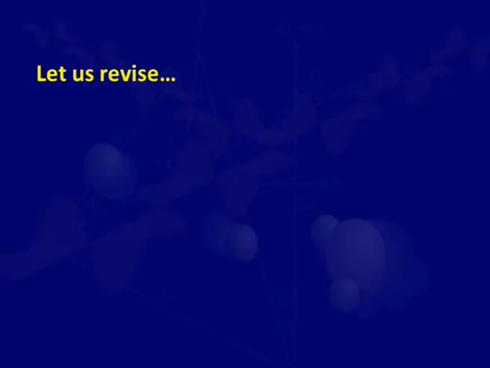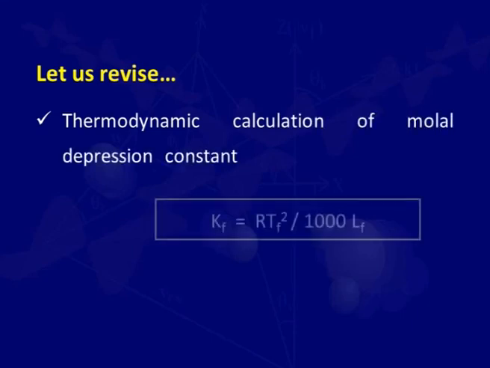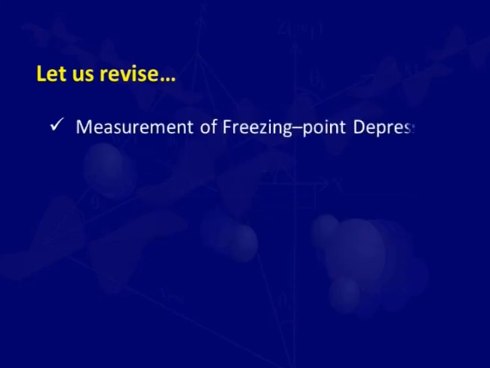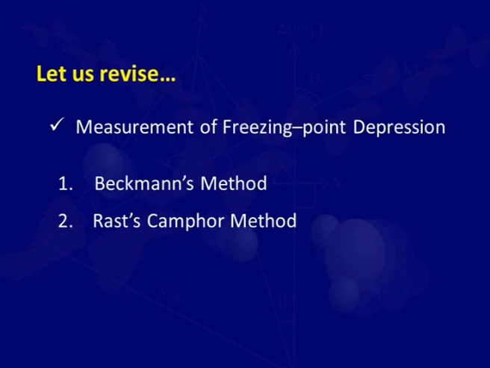In today's lecture, we discussed the thermodynamic calculation of molar depression constant. In this, we used the expression Kf is equal to R Tf square upon 1000 into Lf. We also discussed the measurement techniques for depression in freezing point, where we discussed two techniques, Beckmann's method and Rast-Camphor method. In last, we defined osmosis, and in our next lecture, we will continue with the discussion of osmosis and osmotic pressure.